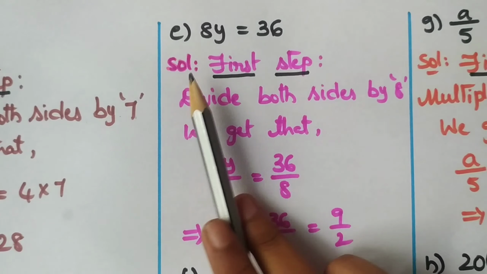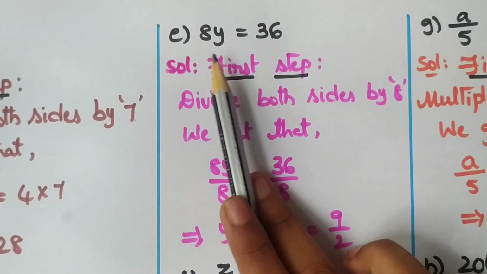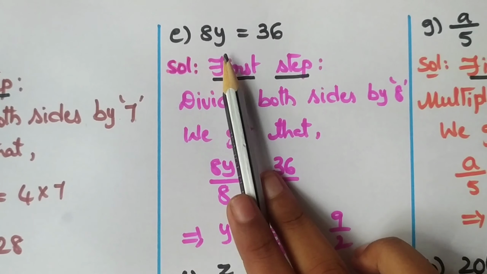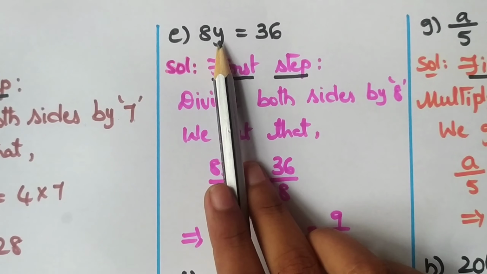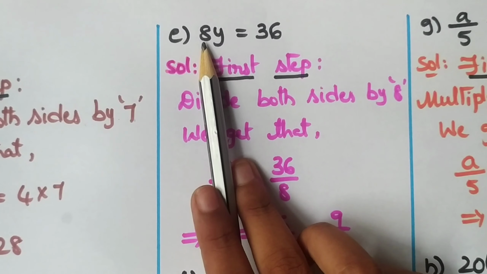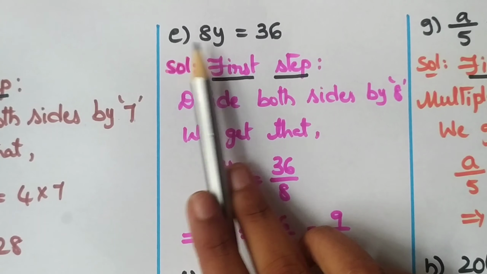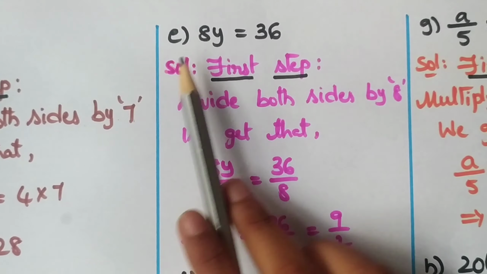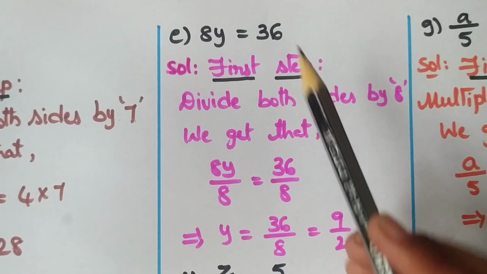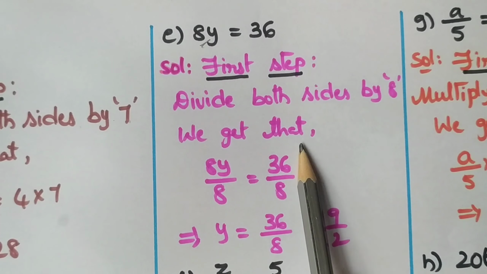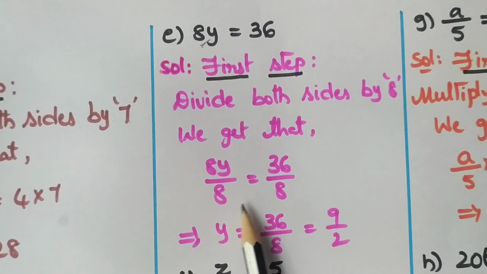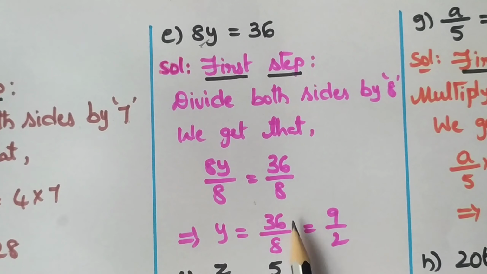Okay friends, now let us see E bit, that is 8y is equal to 36. Here it is 8y, 8 into y, multiplication. So we have to do division. Now 8 into y, let us do division. Divide both sides by, here what is the number? 8. Now let us divide both sides by 8. We get that 8y by 8 is equal to 36 by 8.